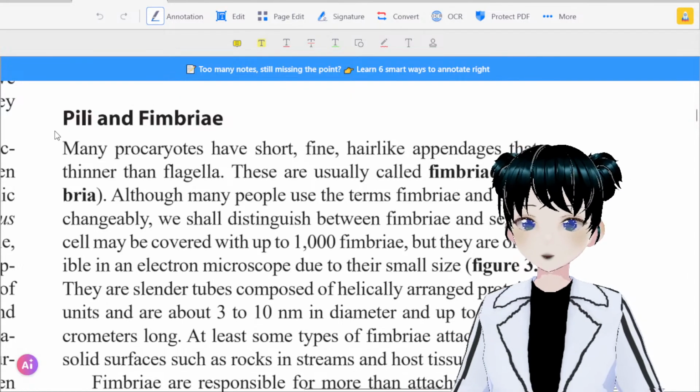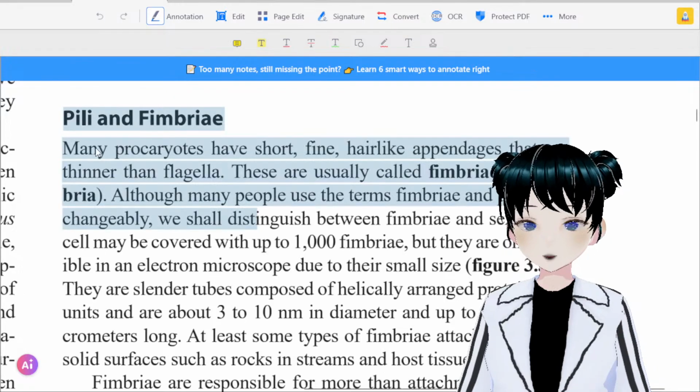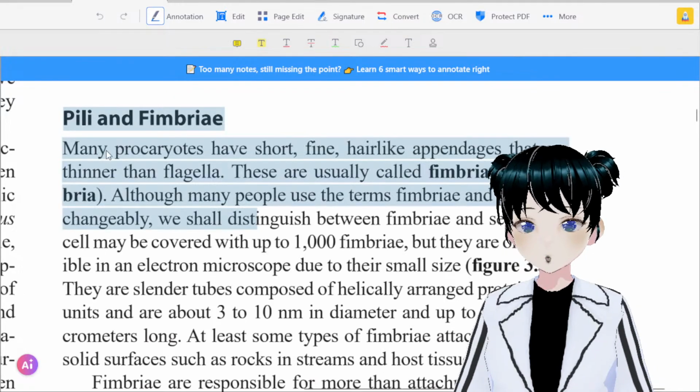Now, pili and fimbriae. Okay, I thought I was going to end it in 5 minutes. What the heck?